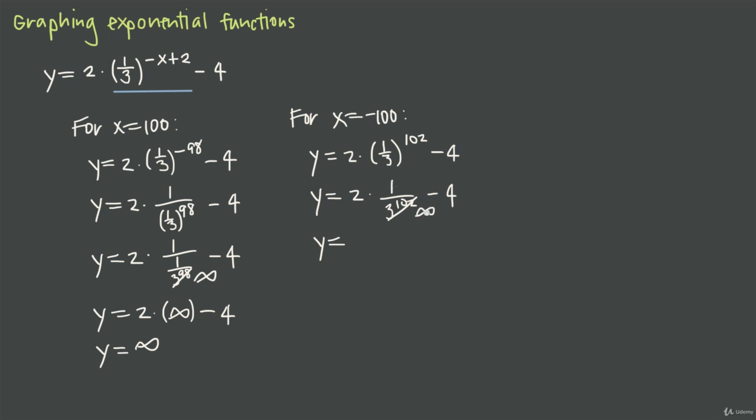This whole thing here, 1 over a huge number, gets very, very, very small, and so this entire term is going to go to 0, which means we're essentially going to be left with 2 times 0 minus 4, or 0 minus 4, or negative 4. So here's where we get to the second step of graphing exponential functions. We plugged in 100 and negative 100. When we do that, we're always going to get one value that tends toward positive infinity or negative infinity, and we're always going to get one value that is a real number. So here we have the infinite value, and here we have the real number, negative 4.